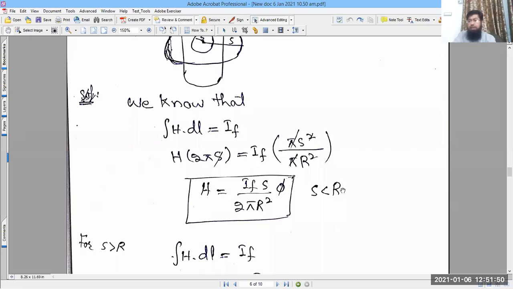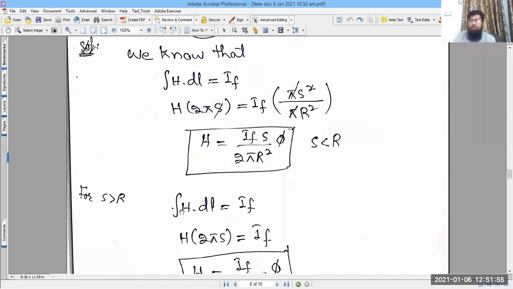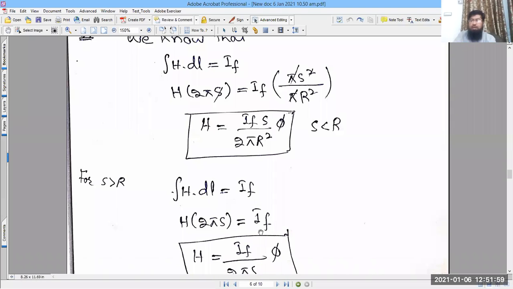If we measure outside, s is greater than r. Then the integral of H dot dl is equal to I_f. If we measure outside, we will take the total current I_f, because now if we grip the wire in the hand, the total current is inside. So the current enclosed, if we measure outside, is the total current enclosed in this imaginary circular loop. If we measure inside, then it is the current multiplied by the ratio of the area of the imaginary loop to the total area.